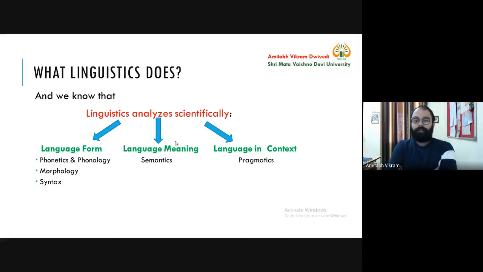We have also seen what we generally study in linguistics, and the topics and the disciplines fall under three chief headings, starting from language form. Under language form, we have phonetics and phonology, morphology, and syntax. Under language meaning, we have semantics, and under language in context, we have pragmatics. We have also seen the definitions of these disciplines, and we have understood what type of study we generally undertake under these disciplines.